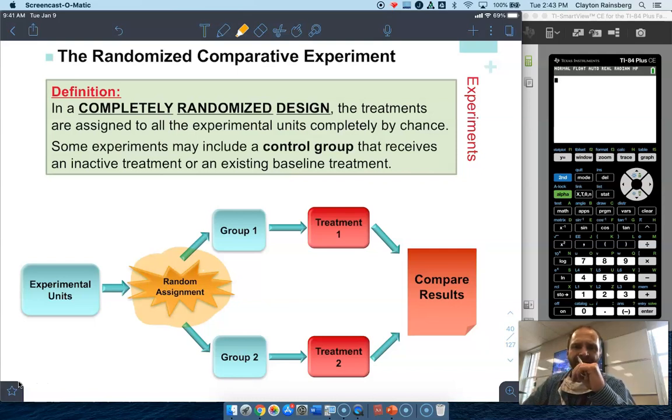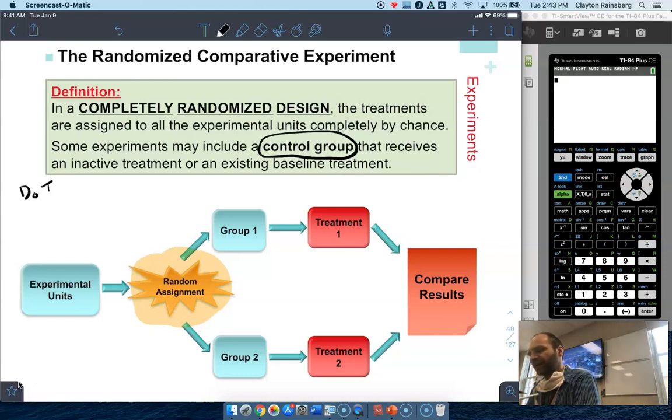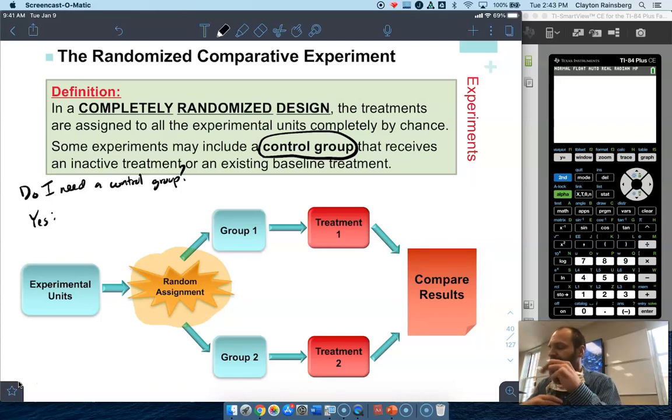And what may happen is you may need to include a control group. That control group receives an inactive treatment or an existing baseline treatment. So when you're looking at a control group, you may ask yourself, well, how do I know? Do I need a control group? Well, yes.